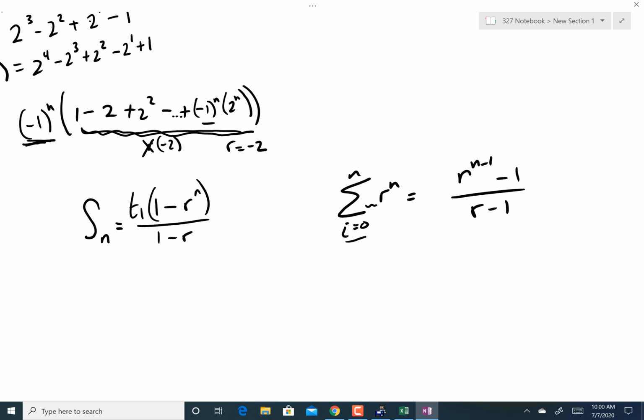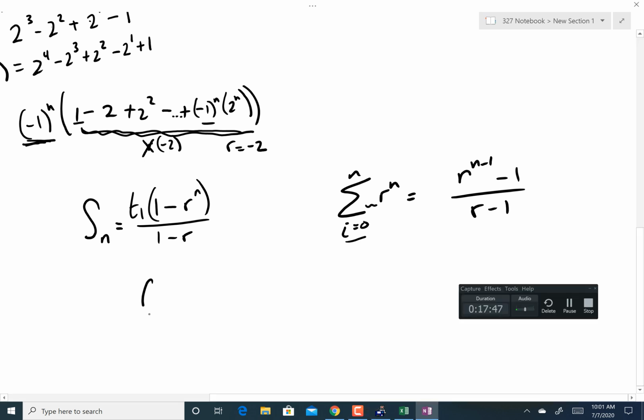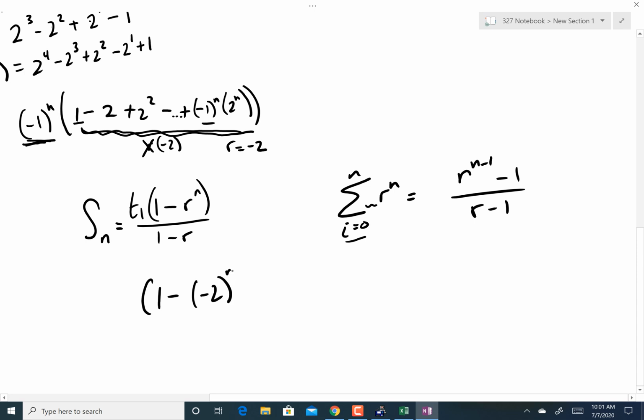So then the question simply becomes this. Our goal here is to take this series, and our initial term is 1, so we don't have to worry about that. Then it's going to be 1 minus negative 2 to the n power for right now. We're going to change that in a second. Over 1 minus a minus 2. Right, exactly. Okay, there we go.